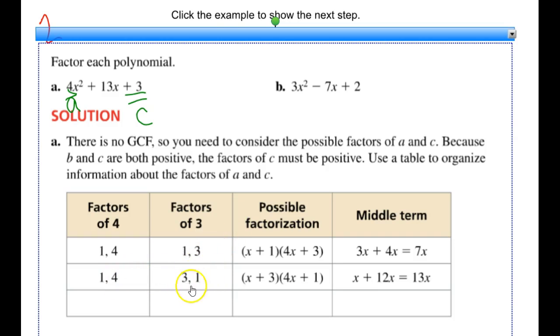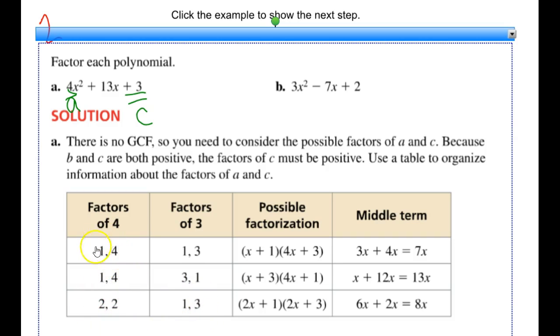Well, what if I switch the order of my factors of my c? I still leave this as 1 and 4, but I just switch the order here. Let's try it again. All right, here's my possible factorization, and here's what my middle term is. And that ended up working. But let's go ahead and try this last one. My other possible factors of 4 would be 2 times 2, and I can have 1 times 3. The order here doesn't matter because these are both the same number, right?